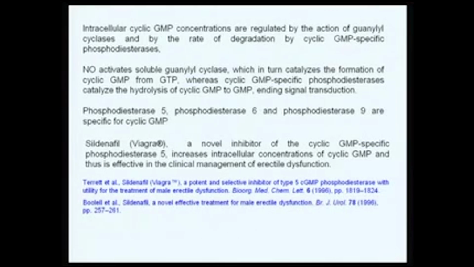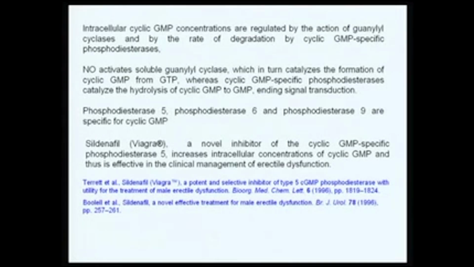I will give you one example. Phosphodiesterase 5 and phosphodiesterase 6, as well as phosphodiesterase 9, are very specific for cyclic GMP, and they specifically cleave the cyclic GMP and inactivate it. This has very important applications because one of the drugs known as sildenafil, or very popularly known as Viagra, is actually a novel inhibitor of cyclic GMP specific phosphodiesterase 5, and as a result it increases the concentration of cyclic GMP, and therefore it is very effectively used in the clinical management of diseases like erectile dysfunction.